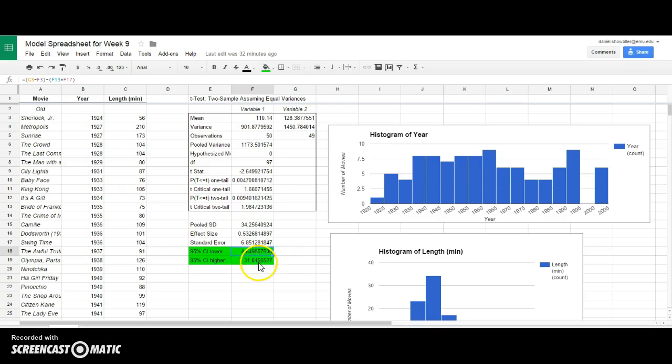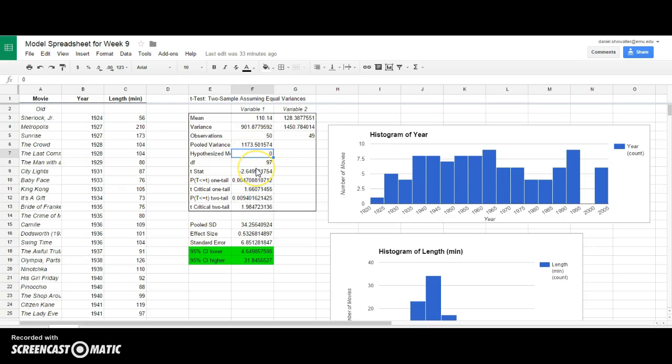Notice also that 0 is not within this range, right? This range is between 4 and 31. So why would I care whether or not 0 is within that range? Well, remember that our null hypothesis was 0, that there is no difference between older and newer movies. Well, I'm 95% confident that 0 is not within that range, right? 0 is not between 4 and 31, which also tells me that I should reject the null.